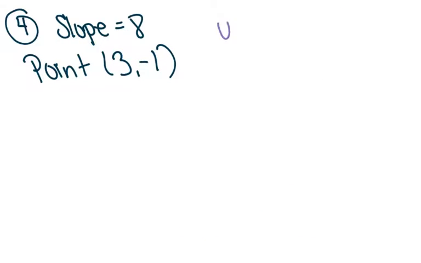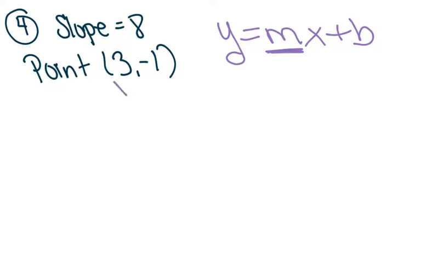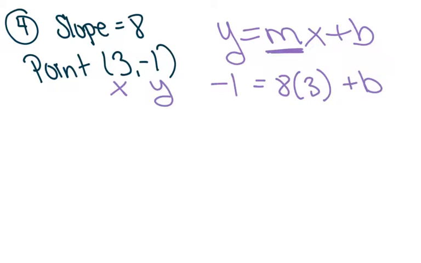Again, my equation is y equals mx plus b. My slope is my m. My point, I have an x and a y. So I'm going to fill in everything I know. My slope is 8. My x value is 3. My y value is -1. And I don't know what b is.